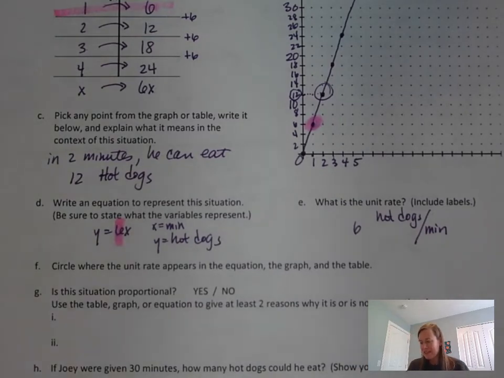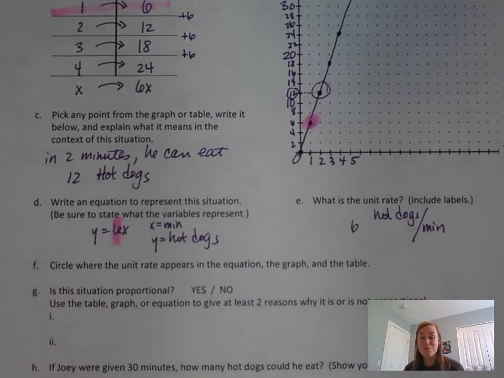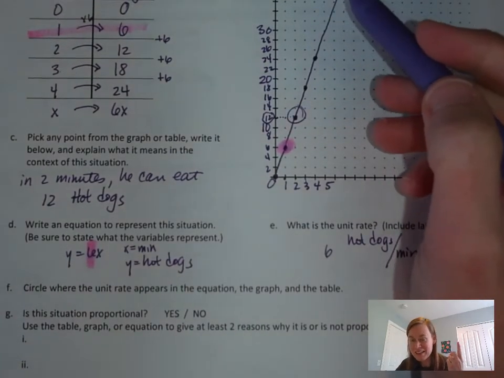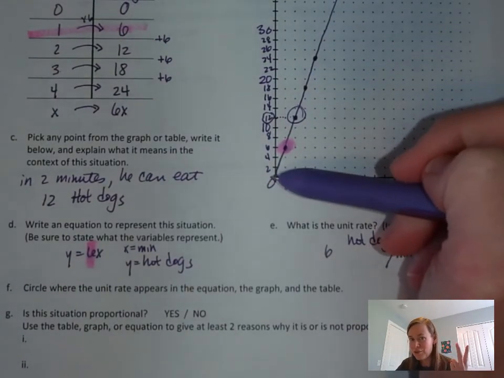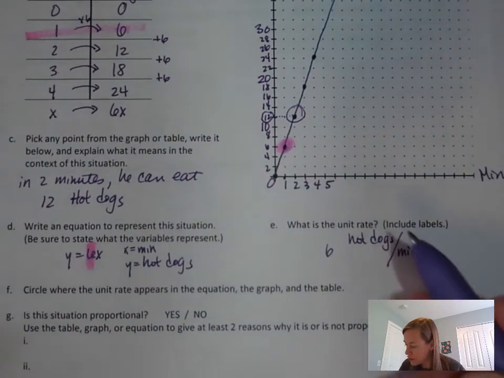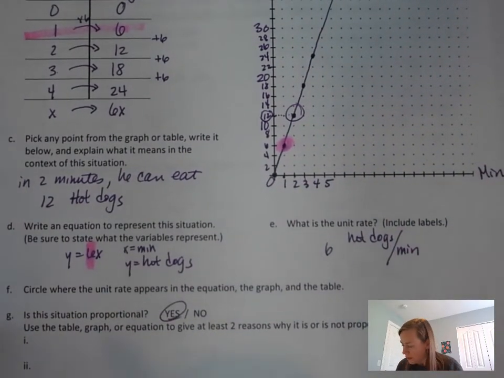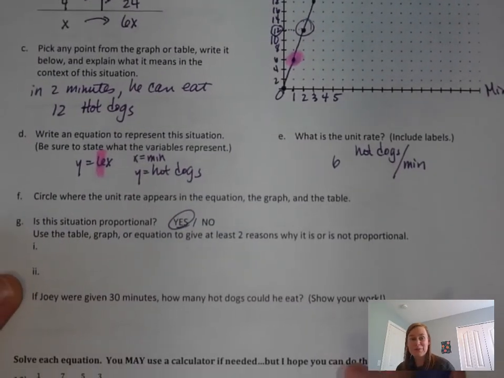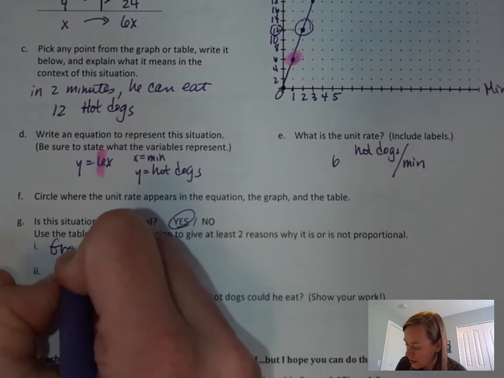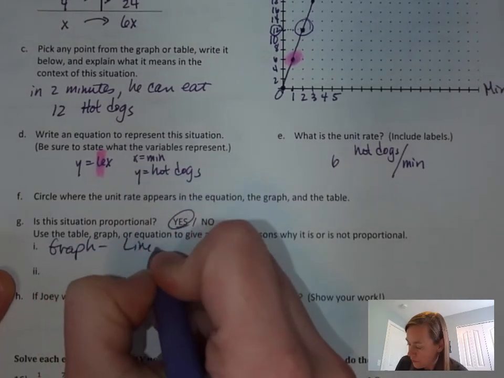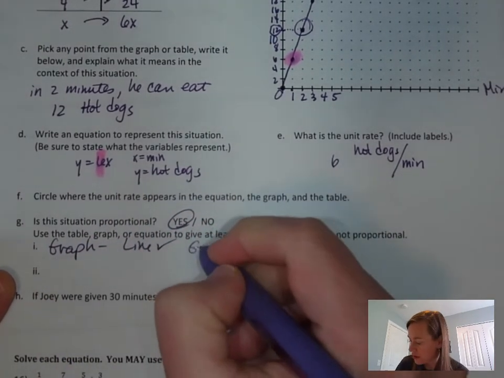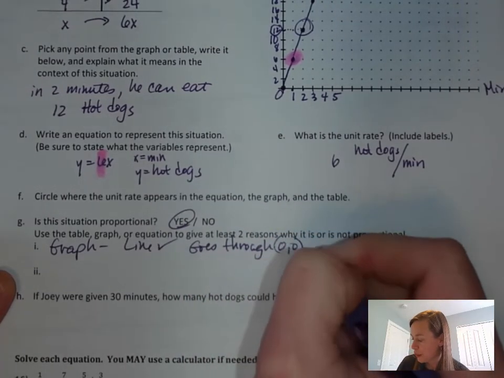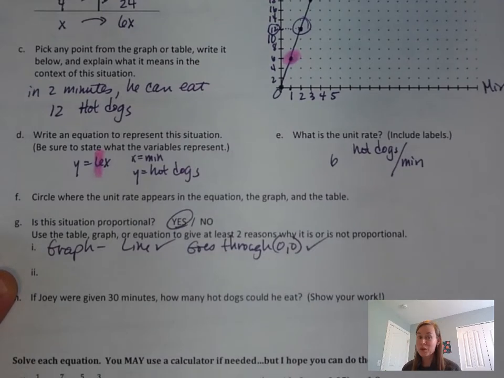Now it asks us, is the situation proportional? Well, for me, the easiest way to tell is to look at the graph. Is it a line? Yes. Does it go through 0? Yes. So we are proportional. Use the table, graph, or equation to give at least 2 reasons why it is or is not proportional. Okay, so graph. Line, check, goes through 0. 0, 0. Check. There's one reason.